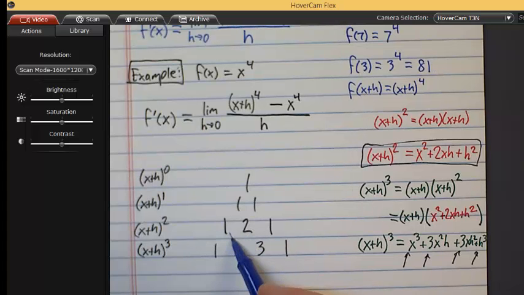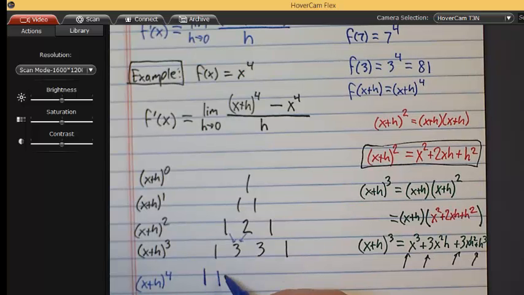If I want to get that 3, that's 1 plus 2. So when I want to do x plus h to the fourth power, what are the coefficients going to be? 1, well, 1 over here, 4, because 1 plus 3 is 4. And then 6, and then 4, and then 1.